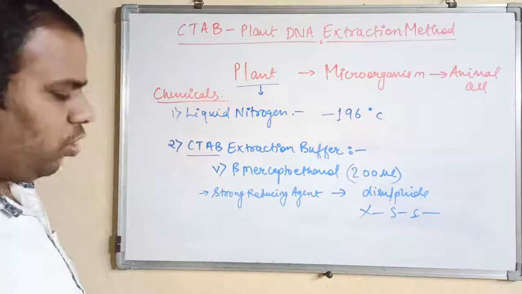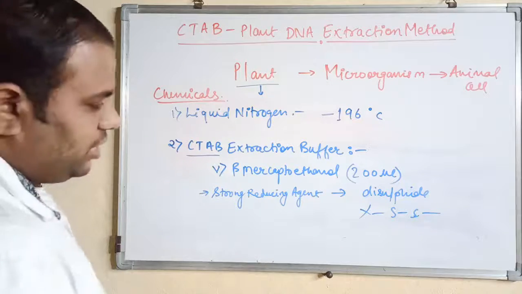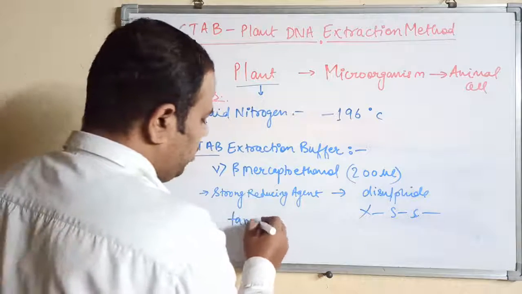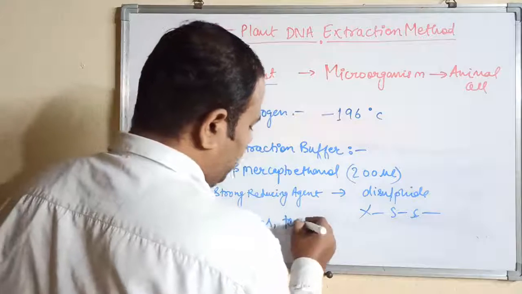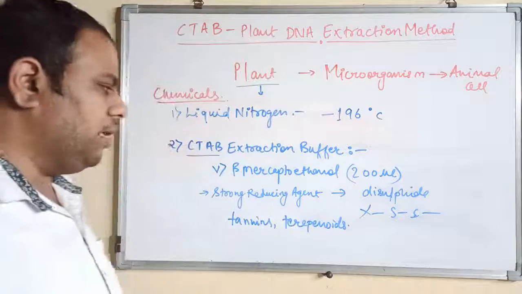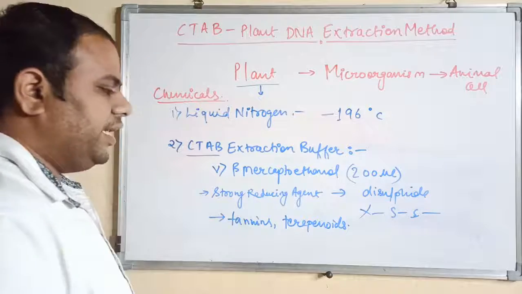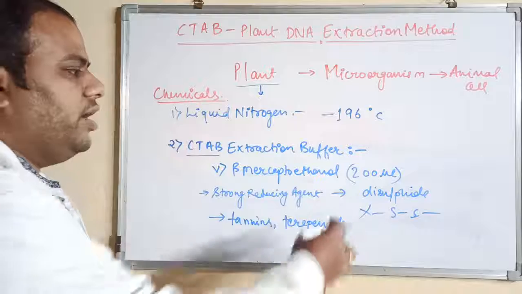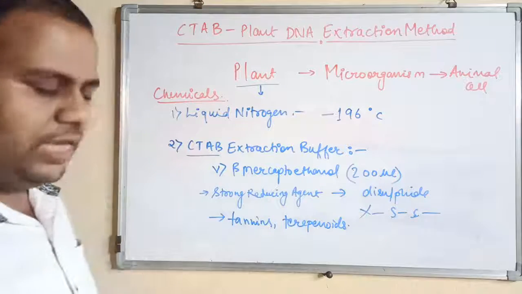Plus, it also reduces or breaks the different kinds of tannins and terpenoids that are secondary metabolites. Therefore this beta-mercaptoethanol is also added in 200 microliter in the said concentration.